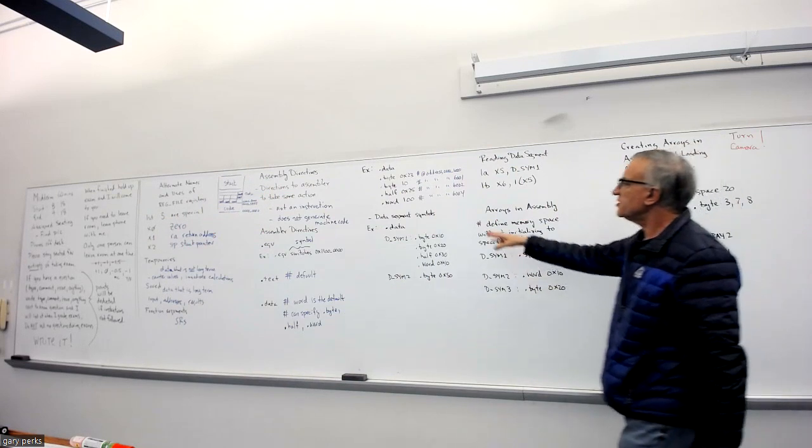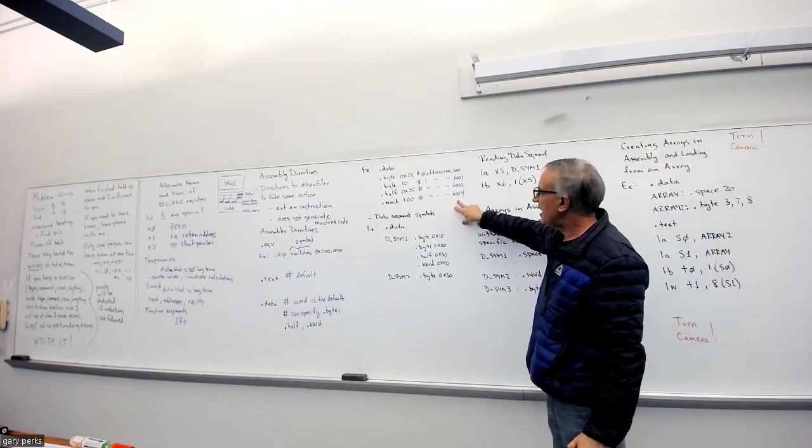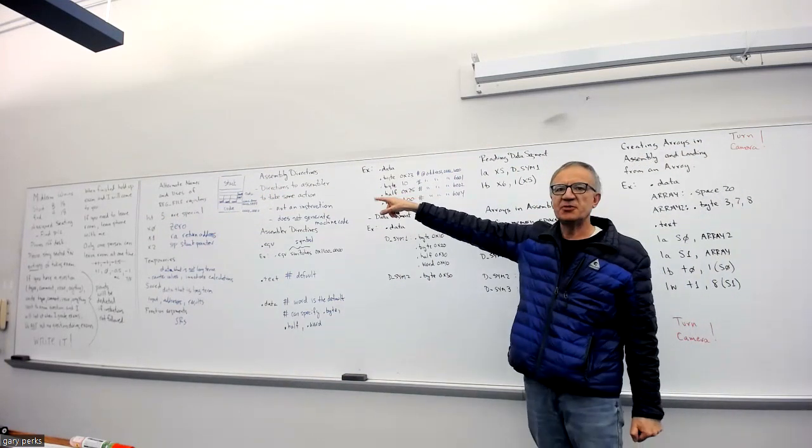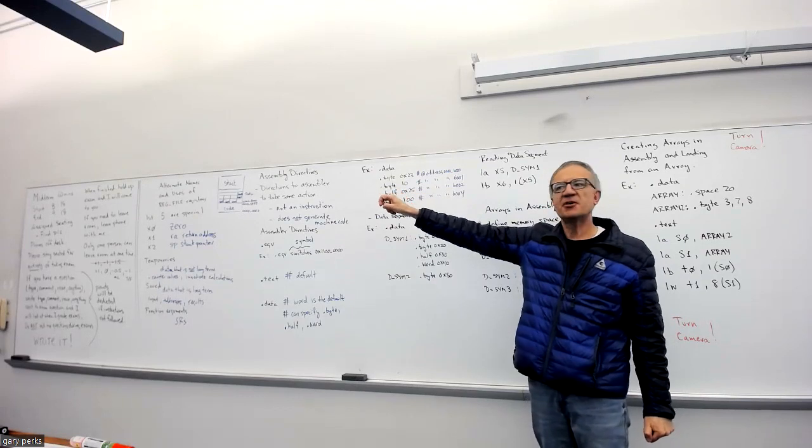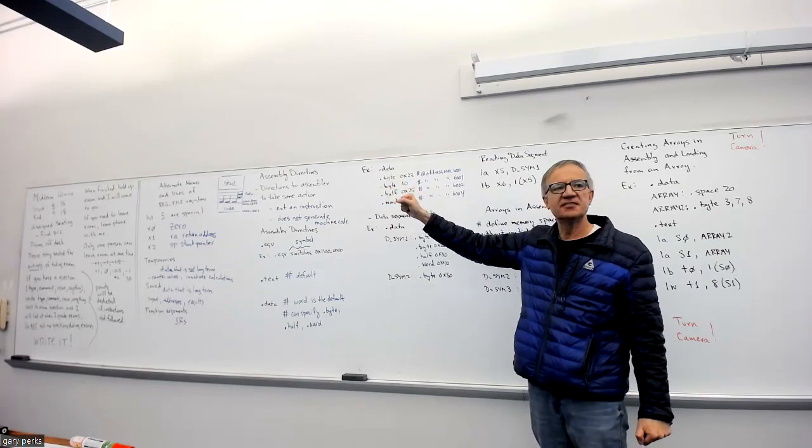Okay, so any questions about where I'm getting these addresses from and how it fits in with the picture over there? That's probably the key thing to understand.